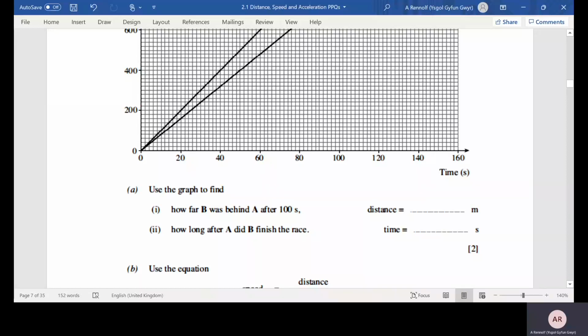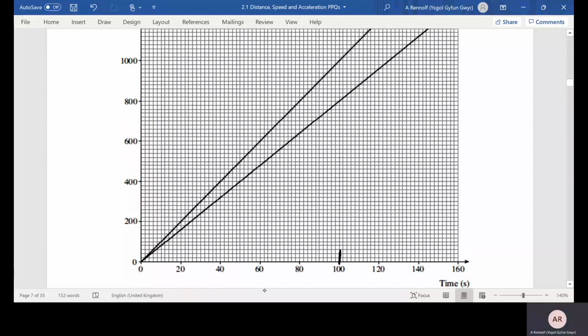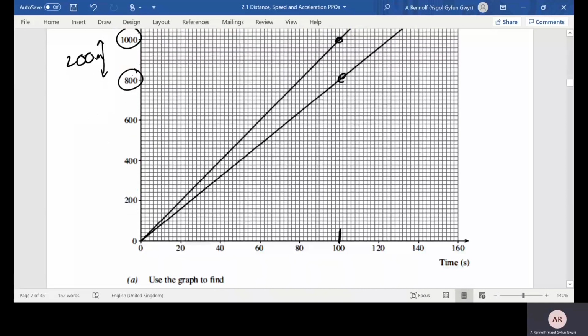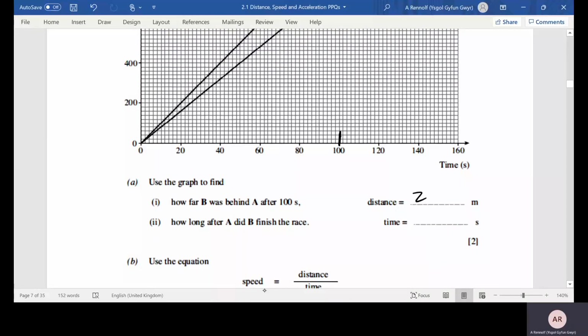Use the graph to find how far B was behind A after 100 seconds. Well, there's 100 seconds. Let's have a look where they are. B is there, and A is there. So A has travelled 1,000 meters, B has travelled 800. So the difference between those two is 200 meters. So the distance then, 200 meters.